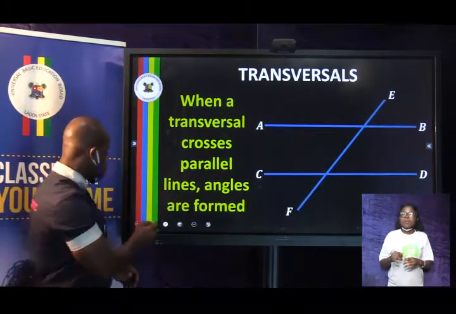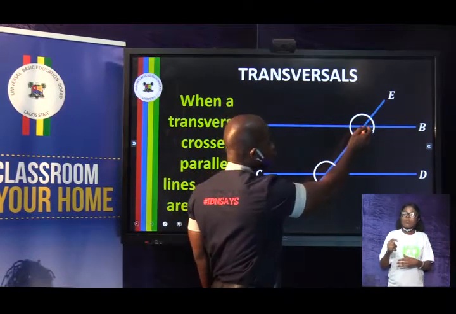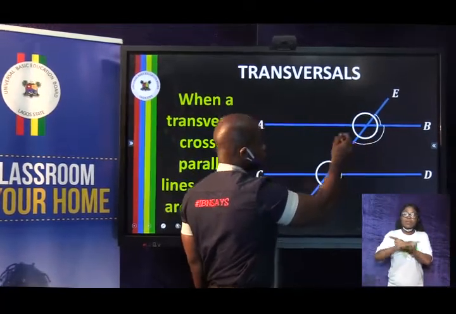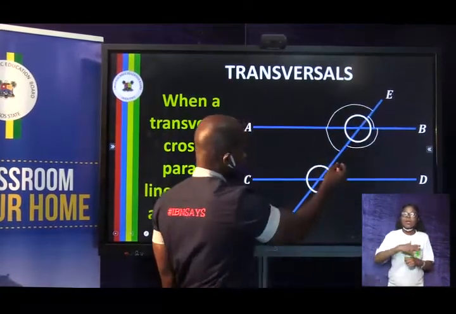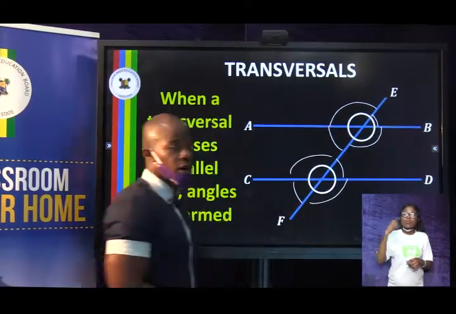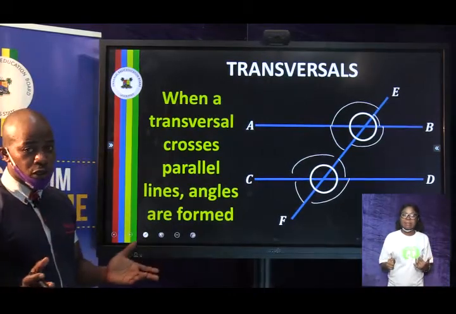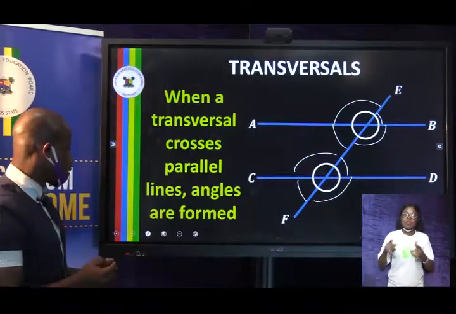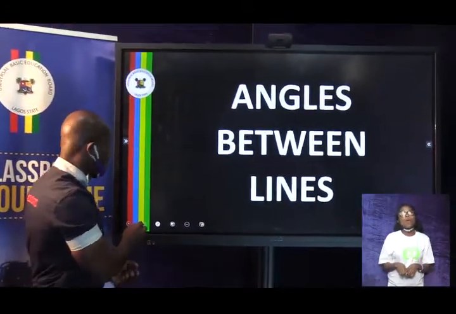And don't forget that angles are the spaces between two lines. So here, angles will be formed at this junction. This is an angle, this is an angle, this is an angle, this is also an angle. And the same thing at this junction. You will always have angles formed. And now, the kind of angles formed give rise to the kinds of angles that we are going to study today. So, angles between lines.